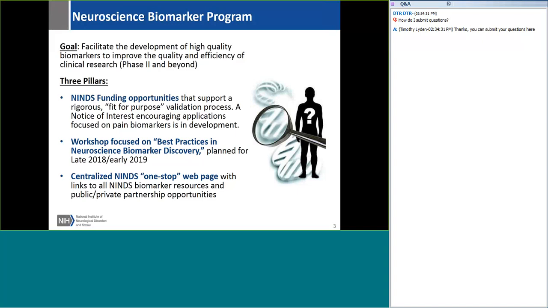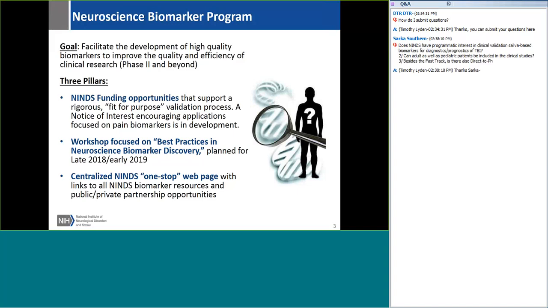Notice of interest, encouraging applications focused on pain biomarkers actually is in the queue right now for publication. So this is one thing we'll talk about a little bit throughout the presentation as well, but right now there is really an emphasis on finding pain biomarkers and validating them. So we are encouraging people who have an interest in that type of research to apply for these particular funding opportunities.